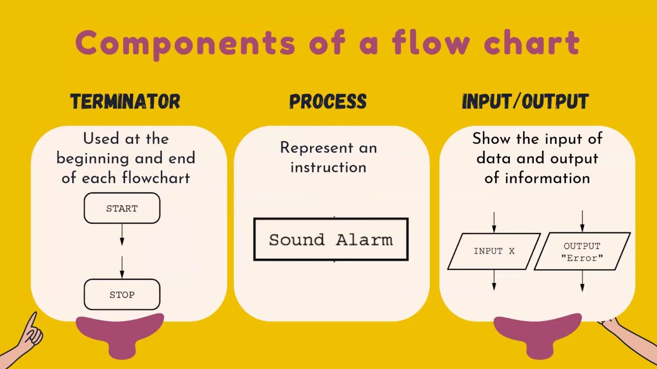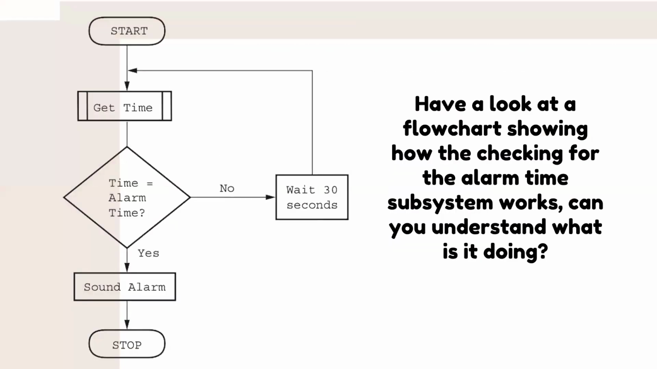So let's come back to this system now. As you can see, it starts from here. Get time means grab the time from the system clock, and check it. Is the time equal to the alarm time? This time, the system time, is equal to the alarm time? If yes, then sound the alarm.